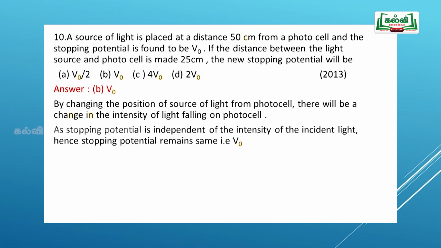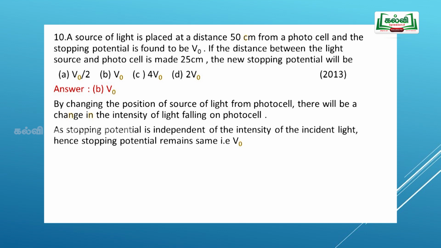Next we'll move on to the next problem. A source of light is placed at a distance 50 centimeters from a photocell and the stopping potential is found to be V naught. If the distance between the light source and the photocell is made 25 centimeters, the new stopping potential will be option A, V naught by 2, option B, V naught, option C, 4V naught, option D, 2V naught. This is a competitive exam 2013 question. The answer is B, V naught.